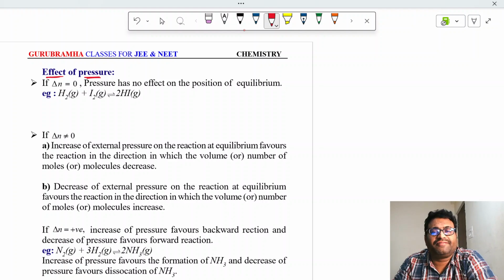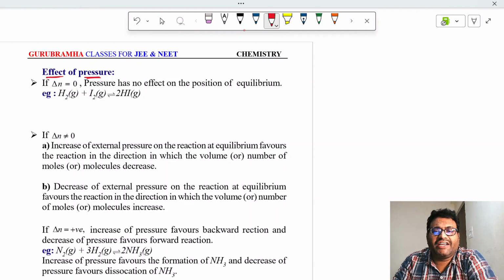Now, you have to remember that this pressure will affect the reactants or products which are in gaseous state only. If they are in liquid state or solid state, this pressure does not affect.